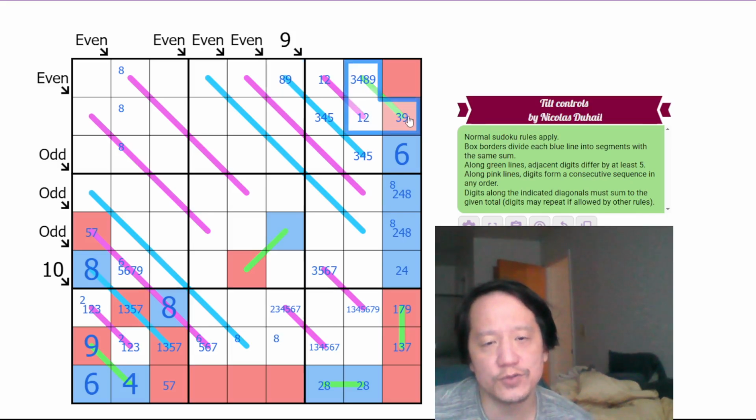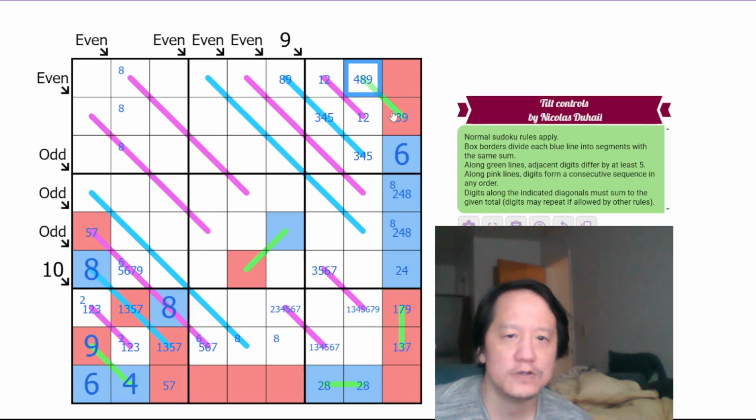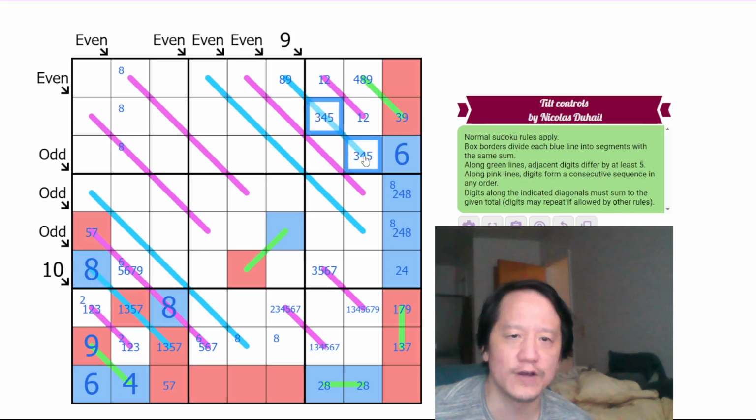If this is 3, that would mean this is 4, 5. It would have to be 3 and 8. So if we have 3 here, this is 4, 5 as a pair. That adds up to 9. This can't be 9, so 3 would have to be with 8 here.